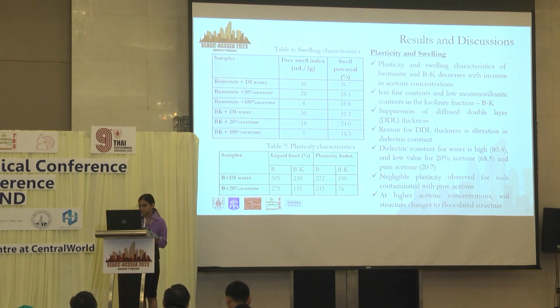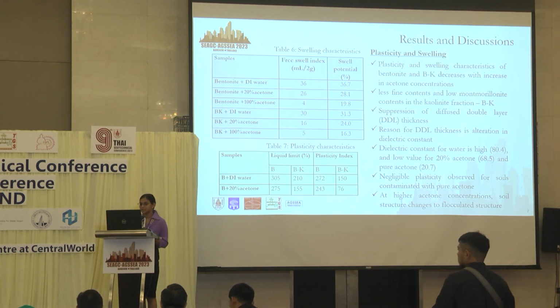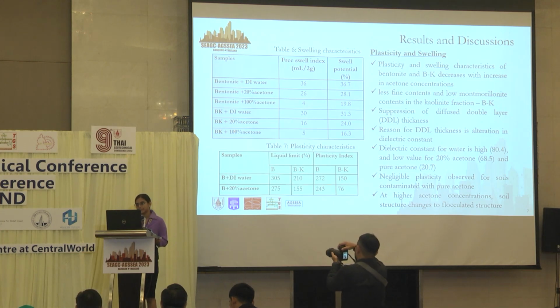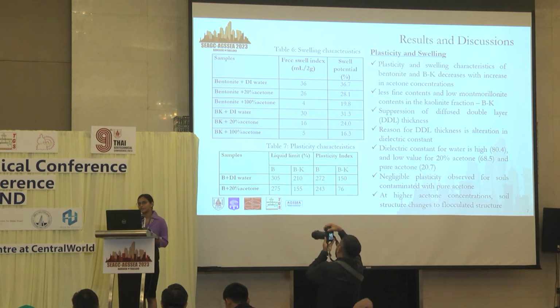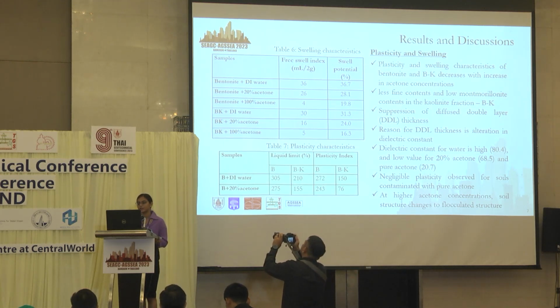Moving on to the results and discussion, first we considered the plasticity and swelling characteristics of both bentonite and BK mixture in the presence of different concentrations of acetone. We are representing the bentonite kaolinite mixture as BK. For both materials, the plasticity and swelling characteristics were found to decrease with increase in acetone contamination. BK shows lower plasticity and swelling than bentonite because of the lower fine content and low montmorillonite content in the kaolinite mixtures.